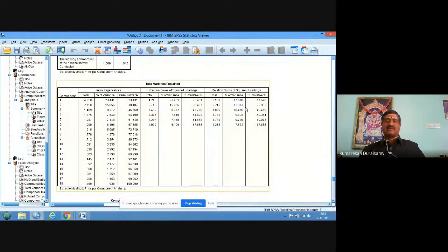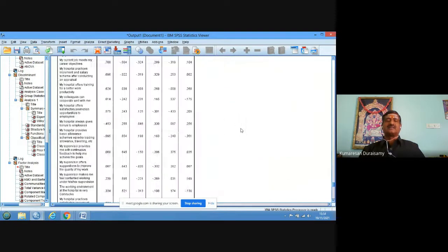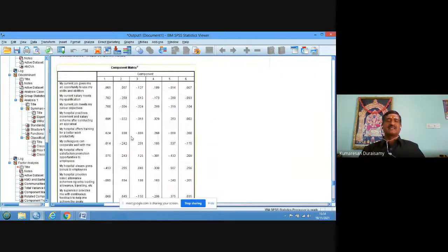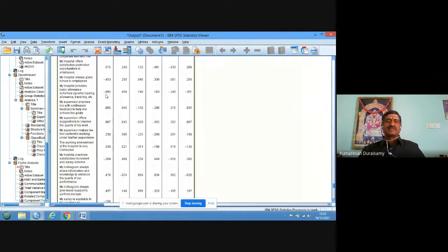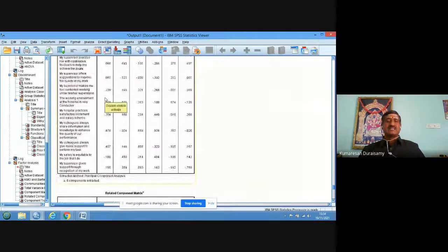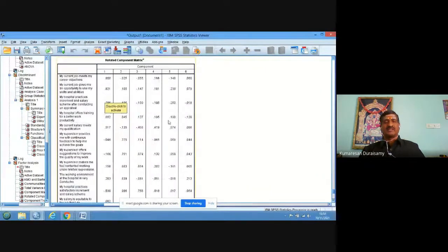Second component 12.313. Third component 10.476. Fourth component 9.895. Fifth component and sixth component. Now this is the component matrix. So in each component, what are the factors to be included? But this is initial. We come to the rotated component matrix.